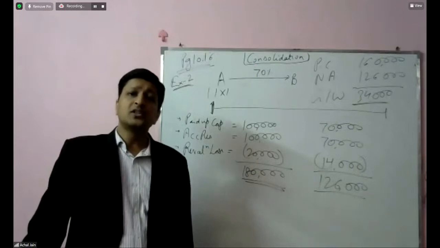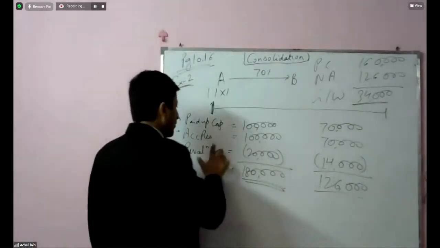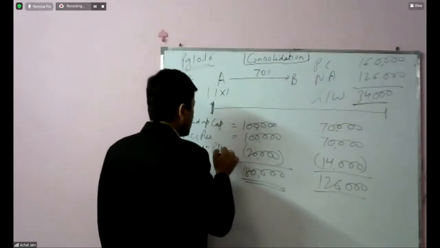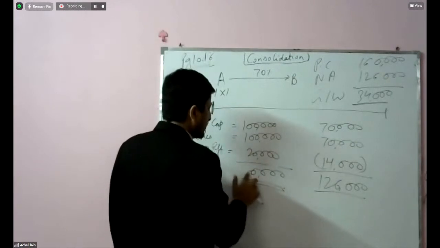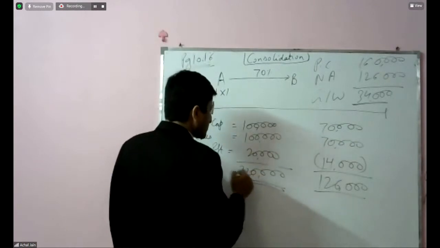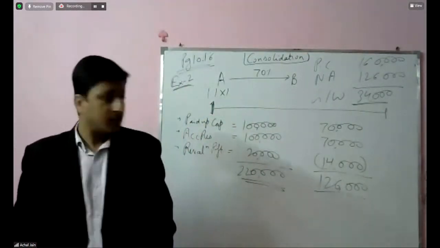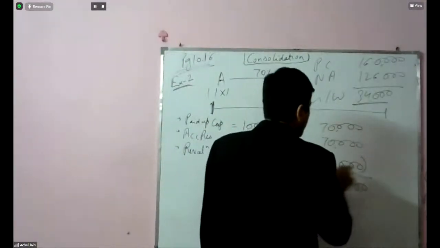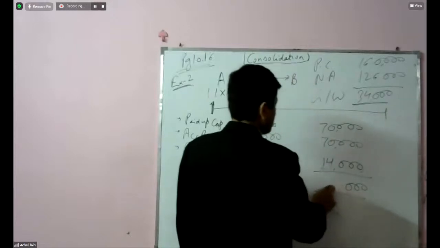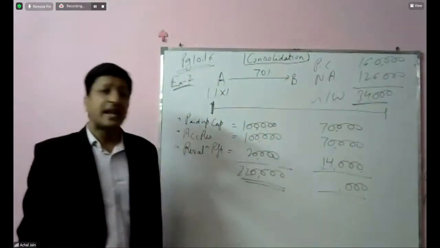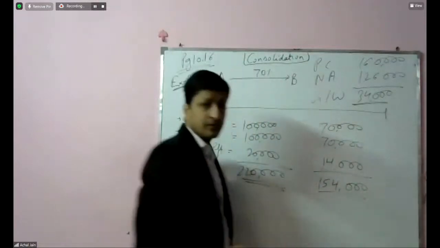But on this date, when the revaluation took place, it resulted in a profit instead of loss of 20,000. So there was a revaluation profit. So the net assets of B therefore would become 2,20,000. If you look at the proportionate share, that will become 1,04,000. Correct?